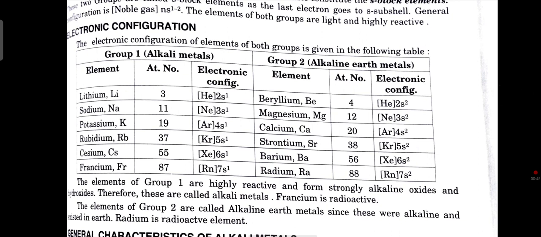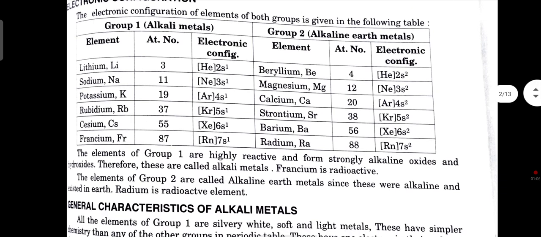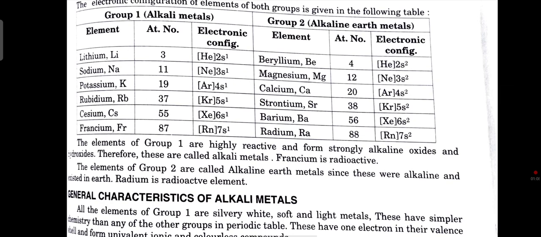Let's discuss the electronic configuration. Lithium has atomic number 3. Its electronic configuration is 1s2 2s1. Then sodium, its atomic number is 11. Its electronic configuration is 1s2 2s2 2p6 3s1. Now potassium has atomic number 19. Its electronic configuration is 1s2 2s2 2p6 3s2 3p6 4s1.